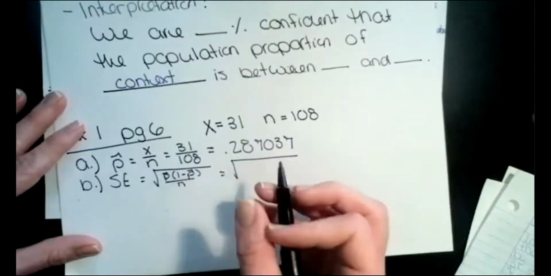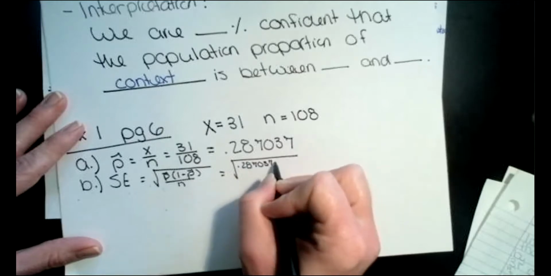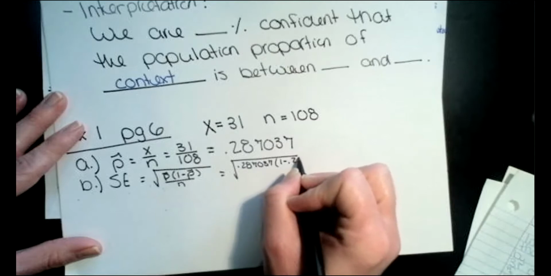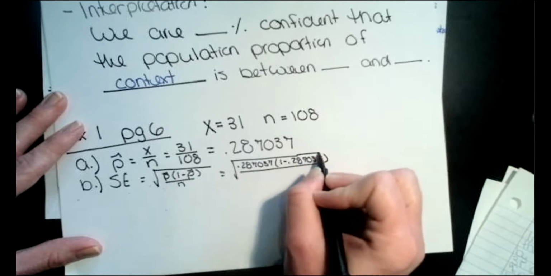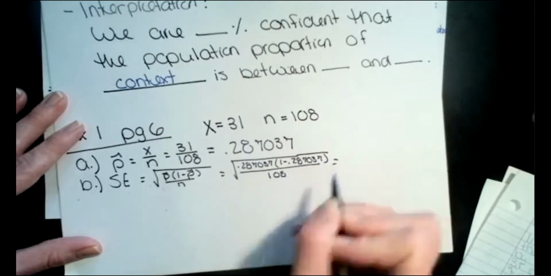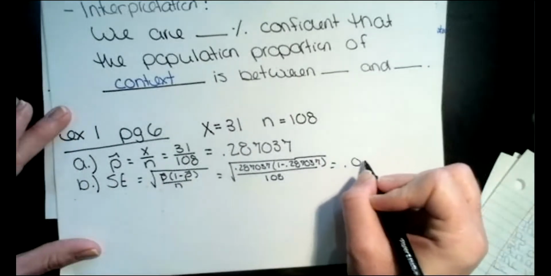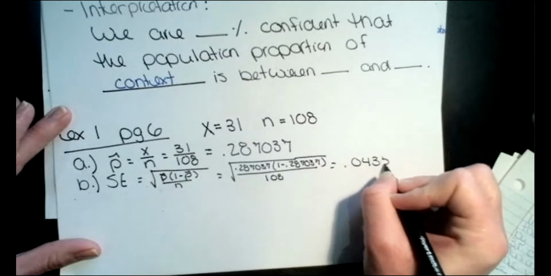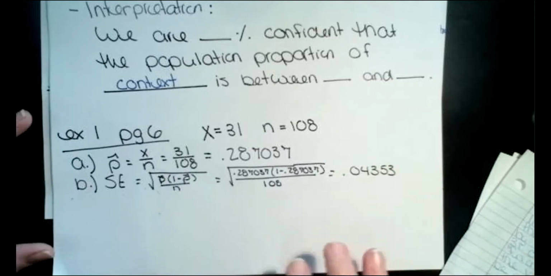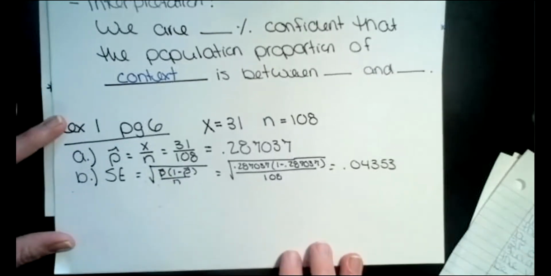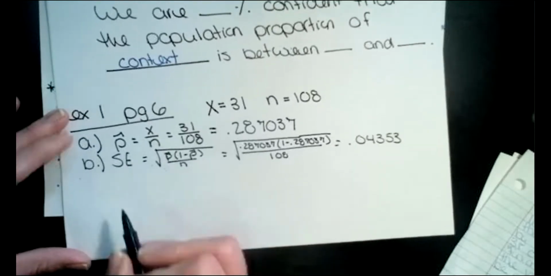Oops, you can't see what I'm writing, so my paper was down too far. 0.287037 times 1 minus 0.287037, divided by n, which was 108. So for my standard error, I have 0.04353. Now, I don't know if I rounded or what I did. I don't remember. I probably did. Okay. I have 5 decimal places there. So that's my standard error.